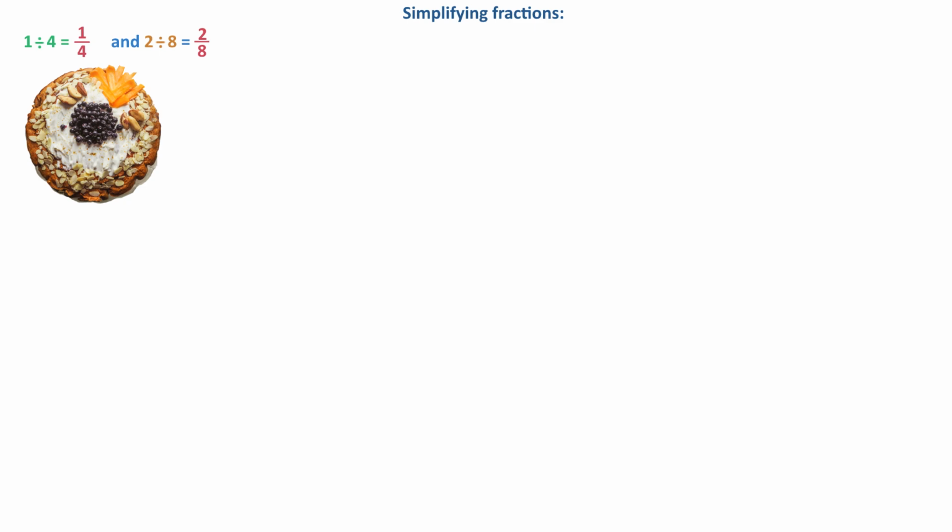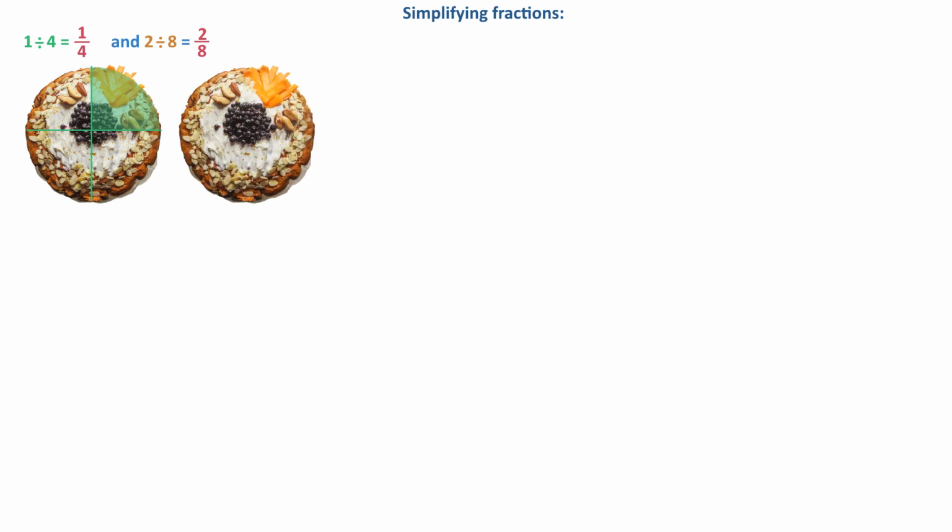So one slice would be this big. 2 divided by 8 is 2 pies, but this time we're dividing them by 8 people. So we need 4 slices in each pie. So 4 slices here and 4 slices here. You can see that these 2 slices are exactly the same size. This tells us that 1 over 4 and 2 over 8 must be equal to each other.